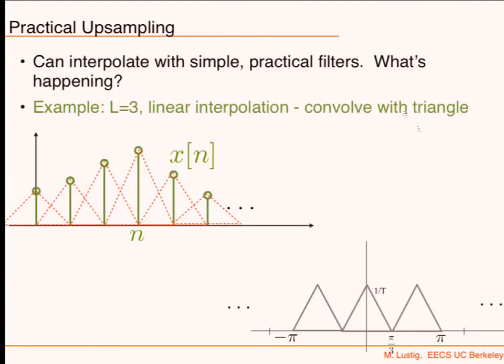But before this, what happens practically? That goes to the question about linear interpolation. Often you want to interpolate with simpler, more practical filters, because convolving with a sinc is pretty expensive. So the question is, what happens there? For example, if you want to upsample by a factor of 3 with linear interpolation, you convolve with a triangle. Actually, this is L equal 2, but yeah.